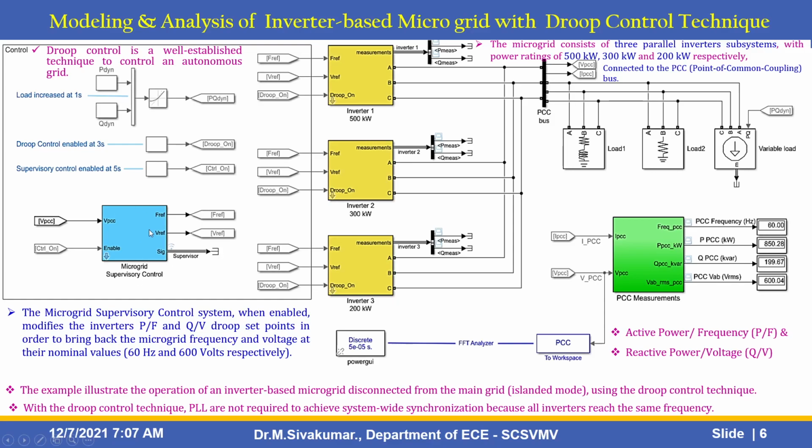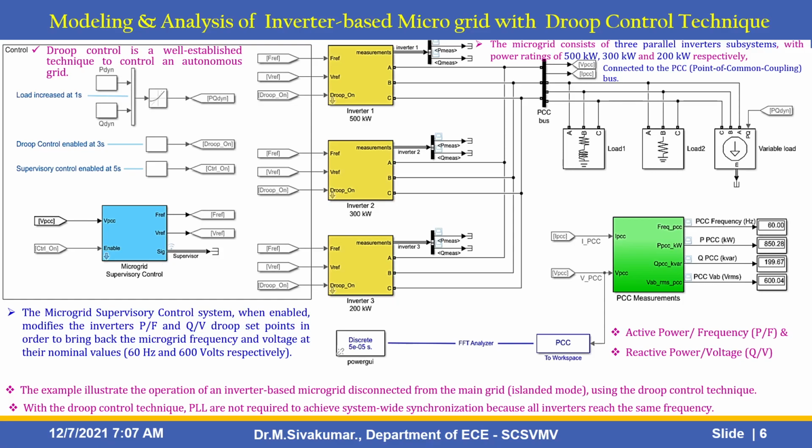This is a microgrid supervisory control system. When enabled, it modifies the inverter active power versus frequency and reactive power versus voltage, that is the Q by V, Droop set point in order to bring back the microgrid frequency and voltage to the nominal values. Here normally 60 Hz and 600 volts respectively are given.